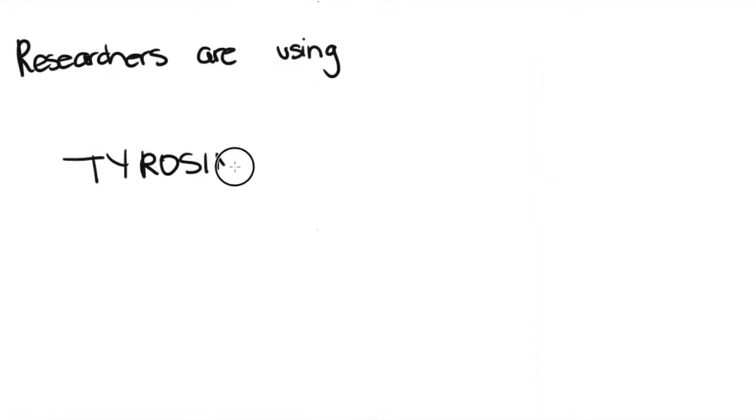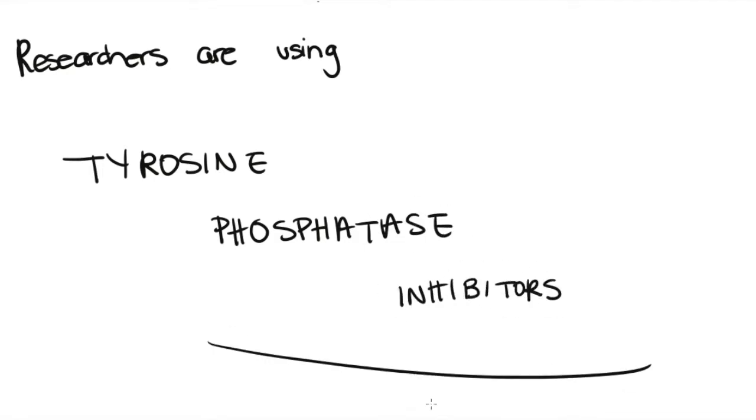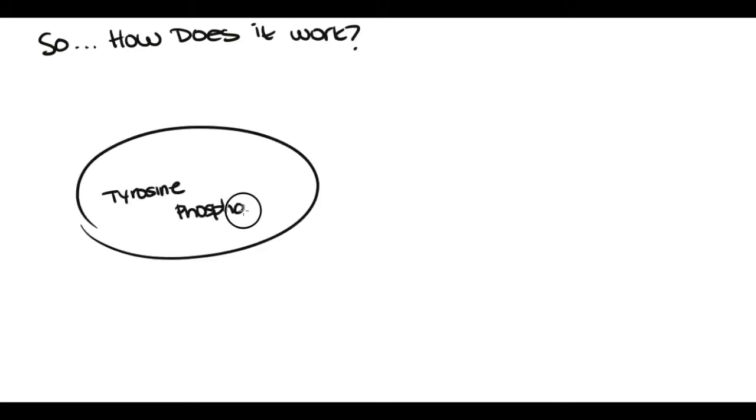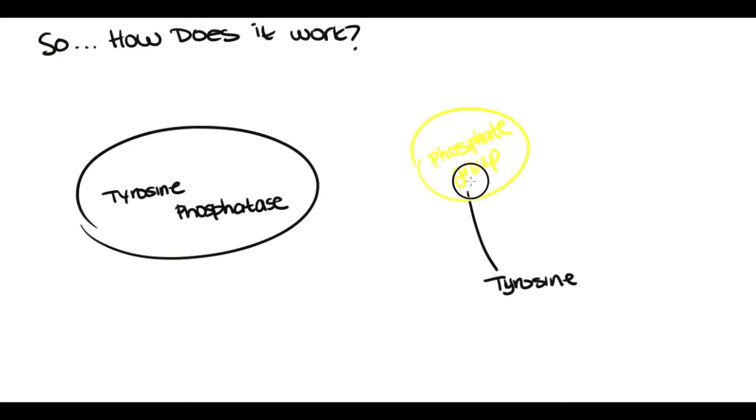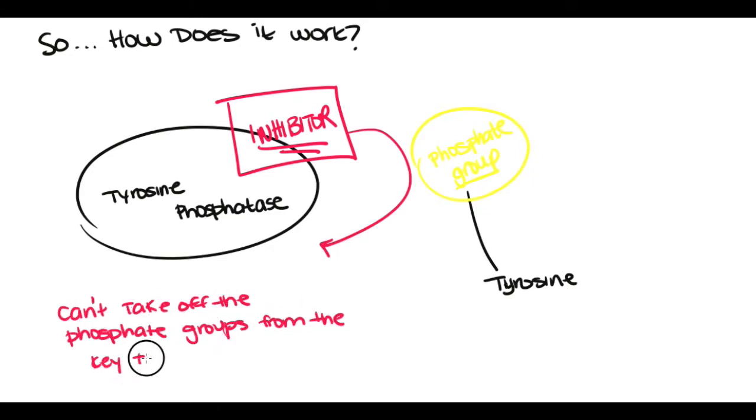In order to figure out what kind of effects the tyrosine phosphatases have on the insulin signal transduction pathway, researchers have turned to tyrosine phosphatase inhibitors. So how does this work? By placing a small molecule inhibitor, tyrosine phosphatase, which would normally turn off the insulin signal transduction pathway by removing phosphate groups from key tyrosine residues, will be physically prevented from doing so. This results in the insulin signal transduction pathway being active for longer periods of time.